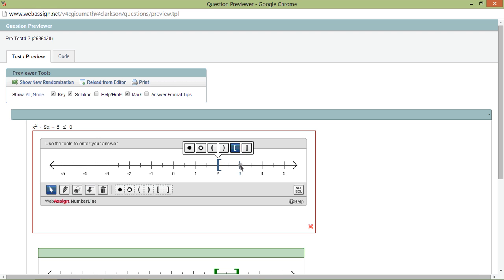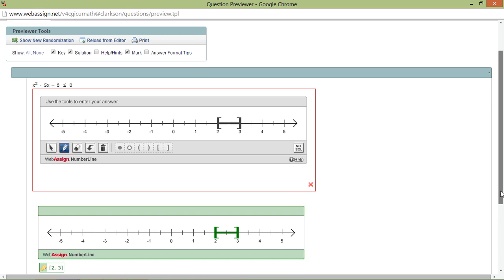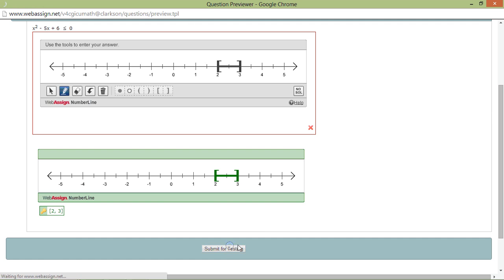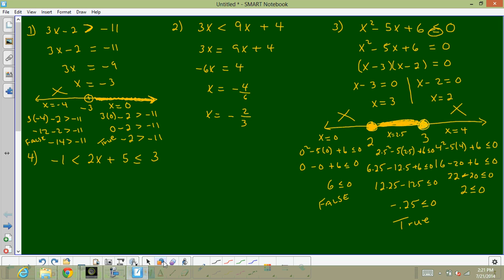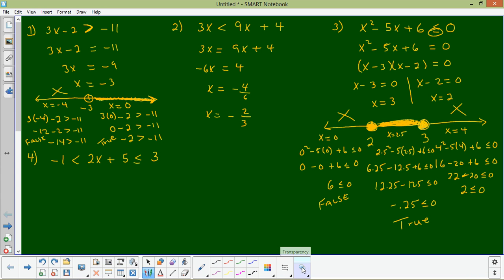And then I'm going to move over here to 3, tap that and be consistent. I'll use the close bracket. Then you grab your draw tool to shade between them. That's shaded. And then once you're happy with your answer, you submit it. And you can see that comes out as correct. So that's how those virtual tools work.